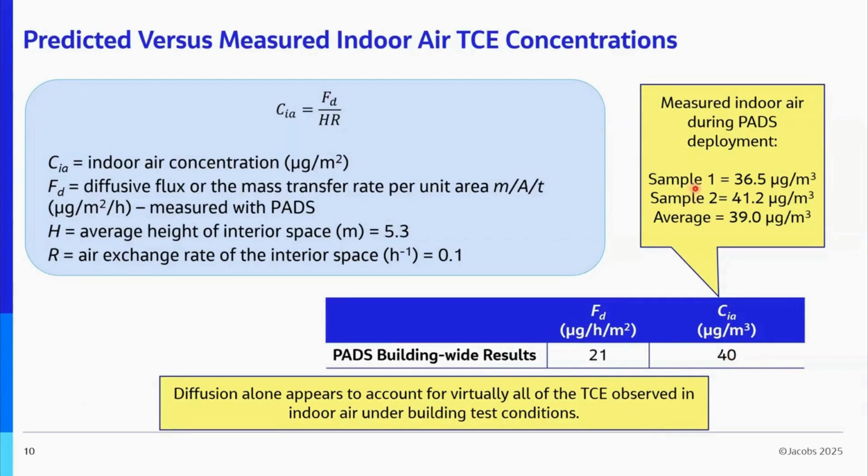And we collected 2 indoor air samples during the pad's deployment. And when you average those 2 samples, the average air in the building was 39. So what this is saying is that the flux, the diffusion that we measured through the slab, actually accounted for all of the indoor air in this building based on our assessment. So diffusion for this warehouse in particular appears to be predominantly where the mass is coming into the building. I mean, it does have some cracks and gaps, but I think, you know, they're fairly negligible, and they were not significant relative to diffusion.